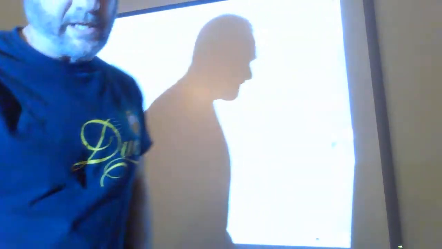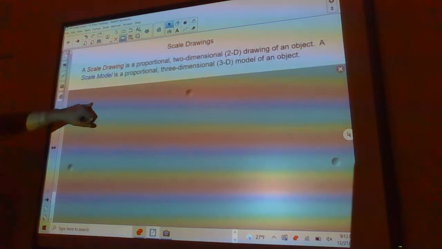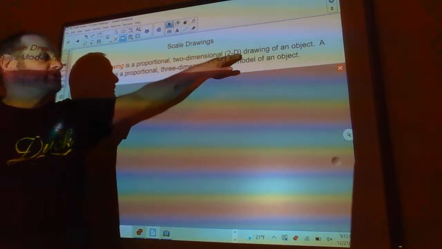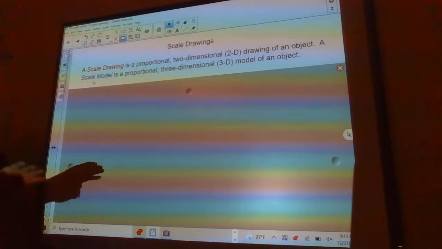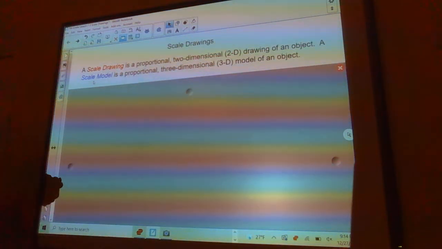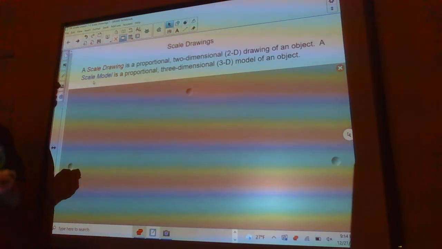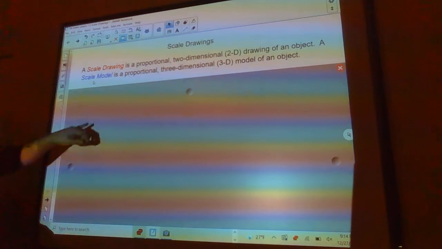Hello everybody, today we're going to talk about scale drawings. So remember, a scale drawing is a proportional two-dimensional, which is written 2D, drawing of an object. It's got length, it's got width, but it's got no height, so it's flat. A scale model is a proportional three-dimensional, 3D model of an object. So it's got length, width, and height.